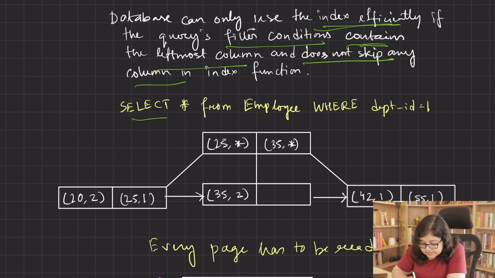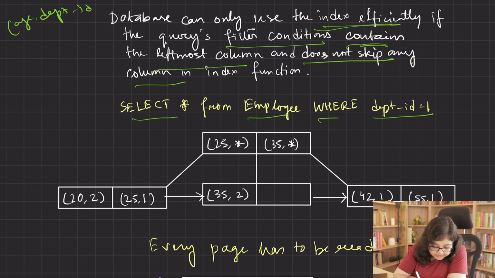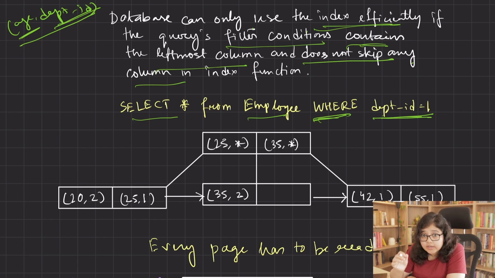Here the query is select star from employee where department ID equals 1, and the composite index that we are using is age, department ID that we created earlier. So this composite index is structured to sort and filter data based first on age and then on department ID, and the B plus tree that backs this composite index is sorted by age, department ID. So age must be present in the where clause for efficient index traversal. But in this query, we can see we have a filter on department ID, that is department ID equals 1, but we do not have any filter on the first column of the index, that is age.